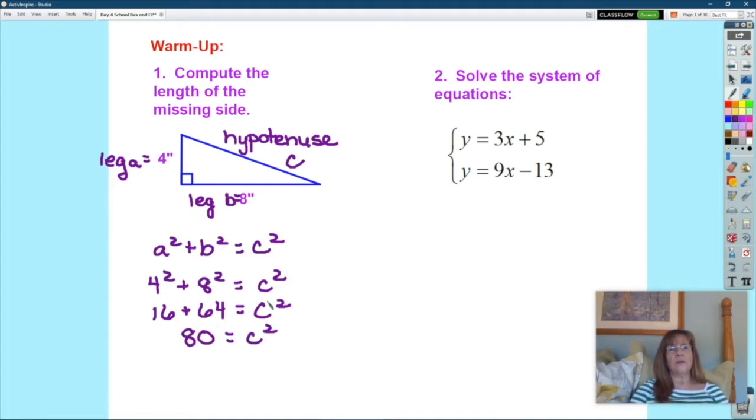We don't want to know what C squared is, we want to know what C is. In other words, the hypotenuse. So we need to undo the square by taking the square root of it. So the square root of C squared equals the square root of 80.